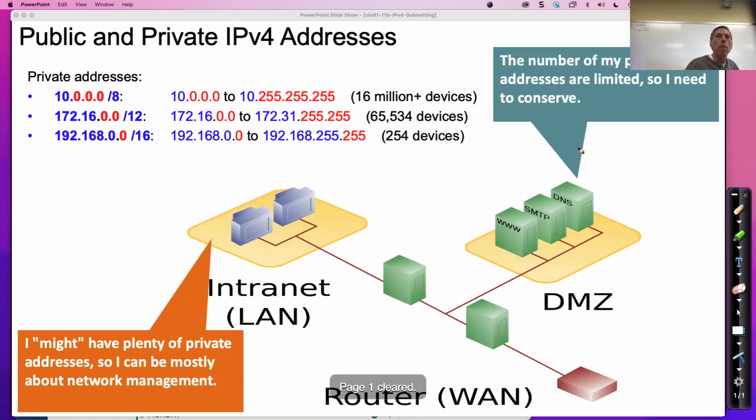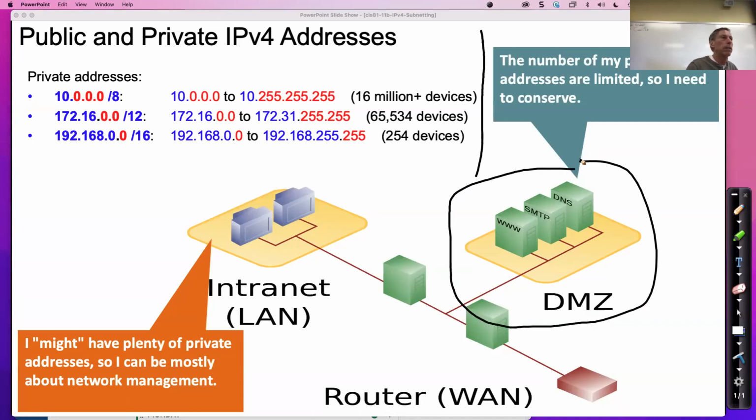But where IPv4 really becomes tricky with subnetting is right here, with our public IP address space. We only have so many public addresses. If we start subnetting here, we really have to think about how many public IPv4 addresses we have available.